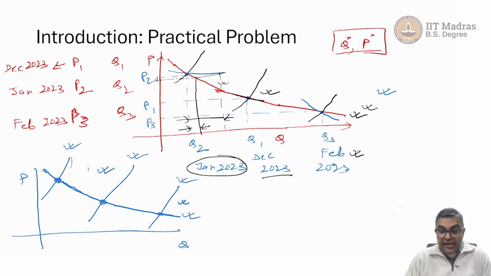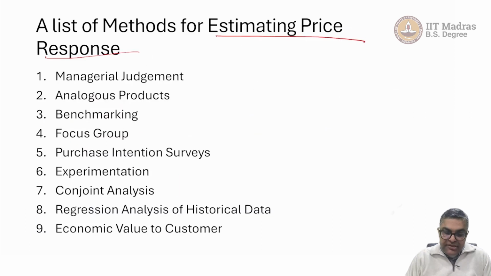But that's rare. Typically we get variation in the demand because of seasonality, variation in demand because of many external factors. So, we have to be wary of that. So, how to go about estimating price response, or in other words, estimating the demand function? And here I have written some of the techniques.